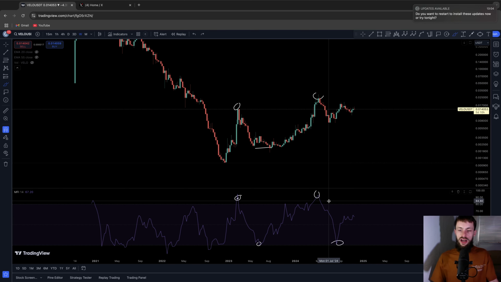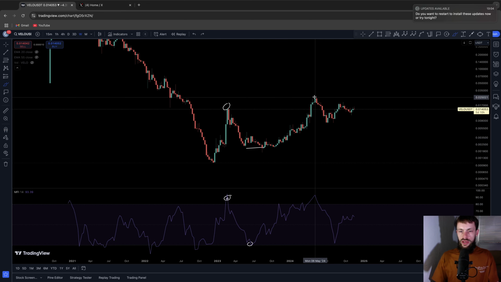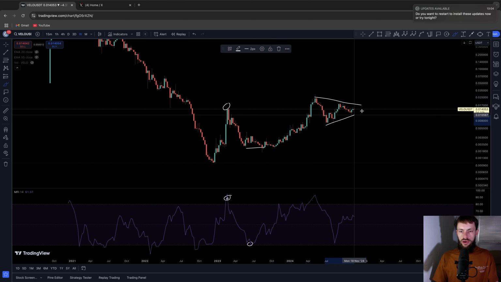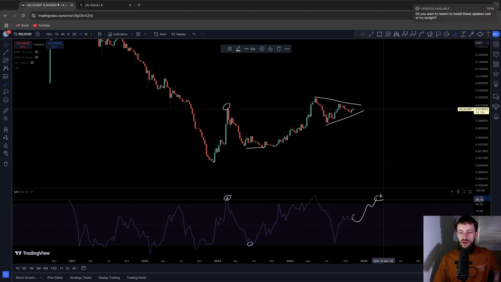So I think for me, I'm just still on the sidelines waiting for the decision of this triangle to break out, and I'm waiting for the MFI to first get back into these overbought zones before I even look to take anything off the table for VELO. So that's just something I wanted to show you before I go, guys.